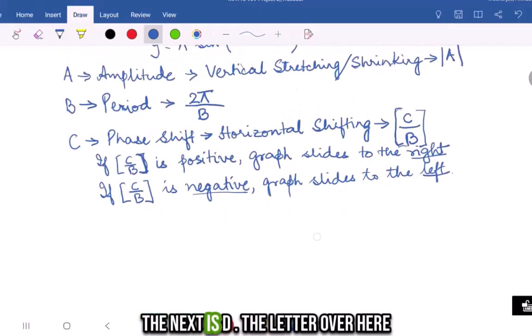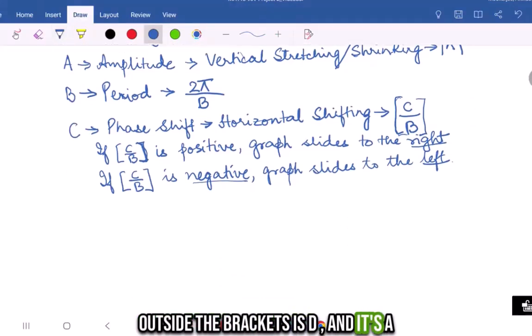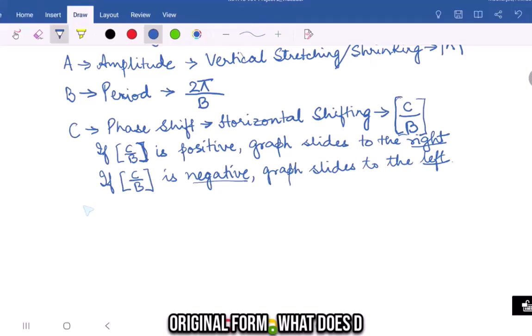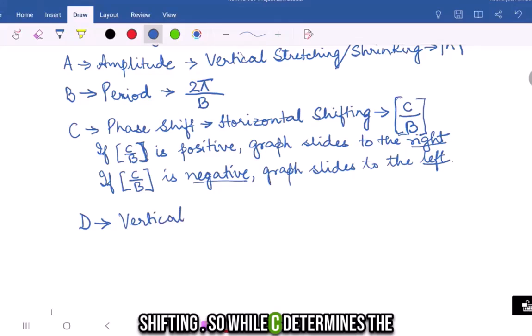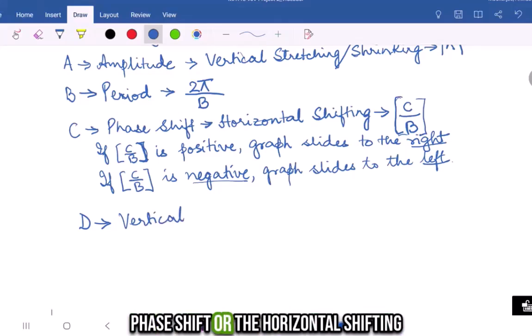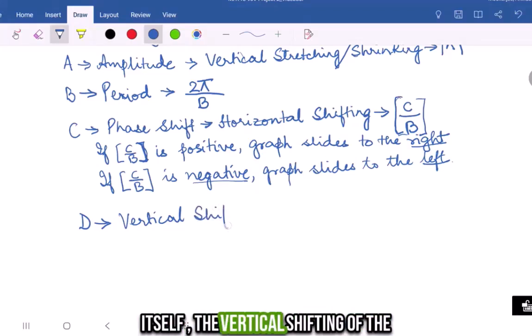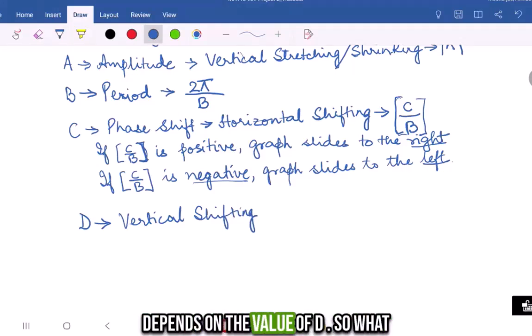The next is D. The letter outside the brackets is D, and it's a plus D in the general form, in the original form. What does D determine? It determines the vertical shifting. So while C determines the phase shift, the horizontal shifting of the graph, D determines just by itself the vertical shifting of the graph. And there's no formula, it just depends on the value of D.